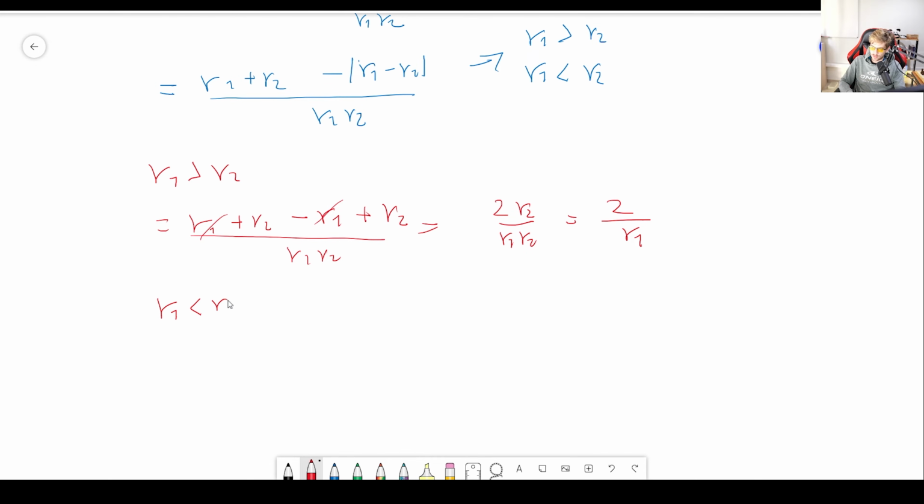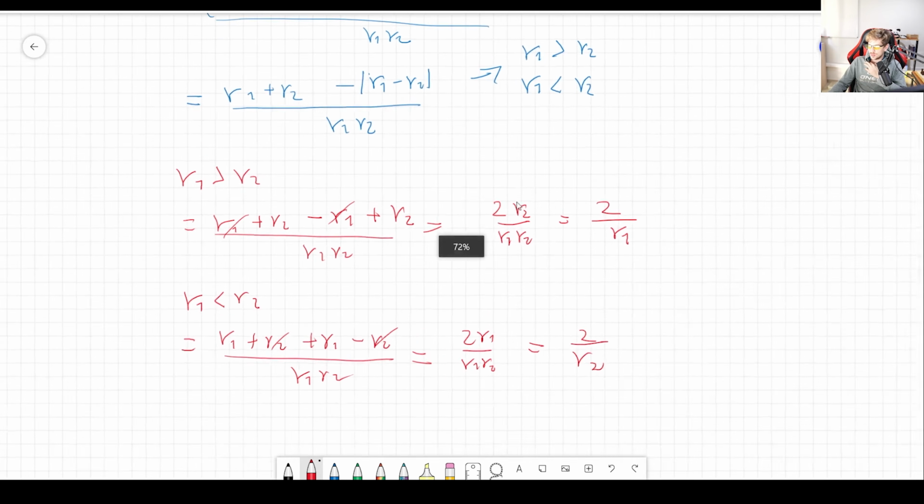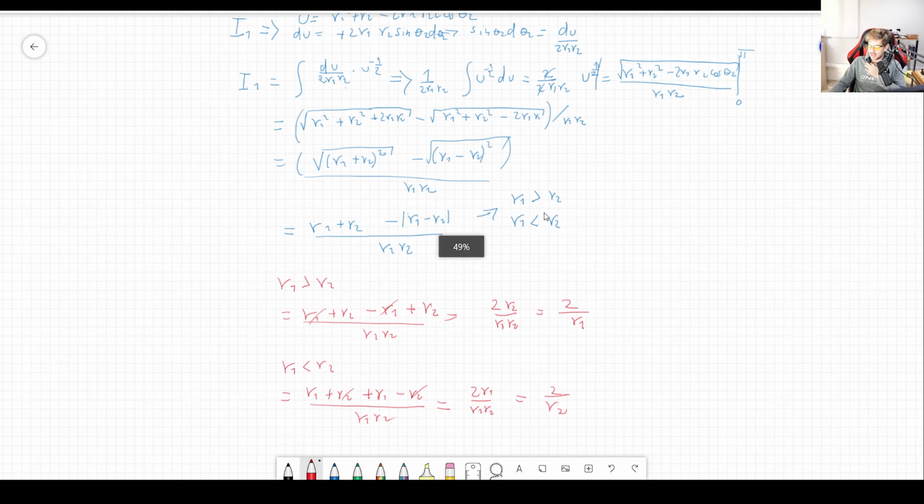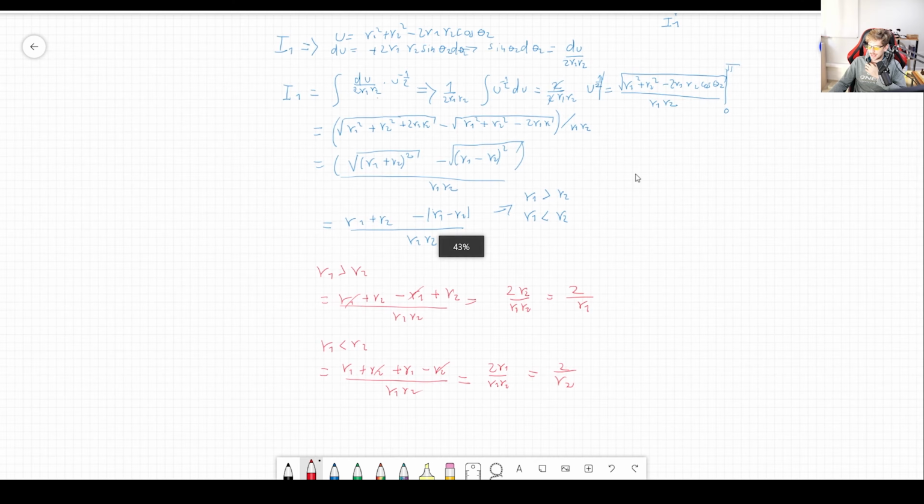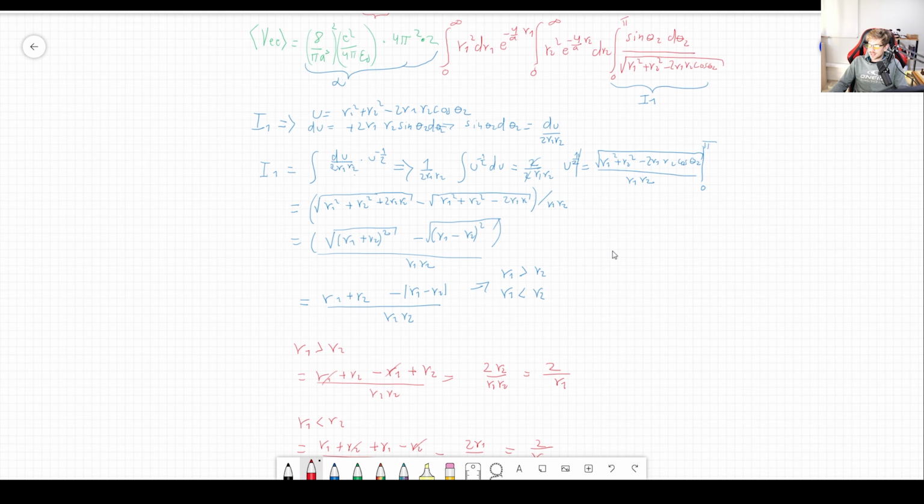And in the other case, where r1 is smaller than r2. This time, this is going to be negative, so we have to put a minus in front. So basically, this here will be plus. So we get r1 plus r2 plus r1 minus r2. So this time, the r2s cancel out, and we get 2 r1 over r1 r2, or 2 over r2. So there are two cases to consider. So let's go back to the integral and see how this affects us.